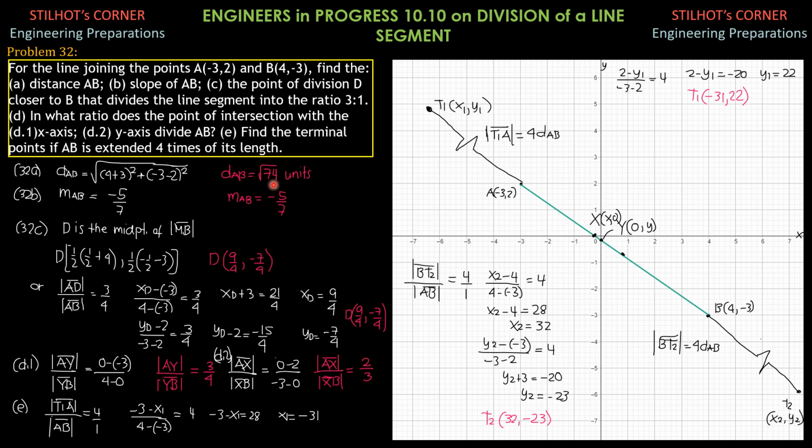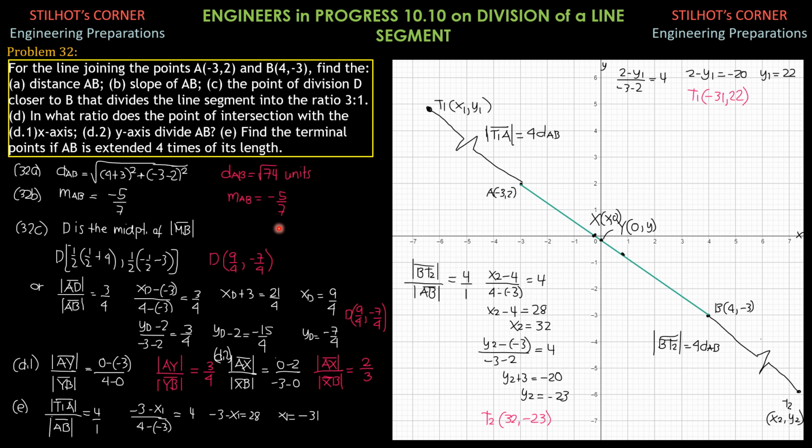Then for the slope, it is this difference. So delta y is -3 minus 2, which is -5, over 4 minus -3, which is +7. Therefore the slope is -5 over 7. And if we check, the line which is crossing the second and the fourth quadrant will have a negative slope. So it checks.